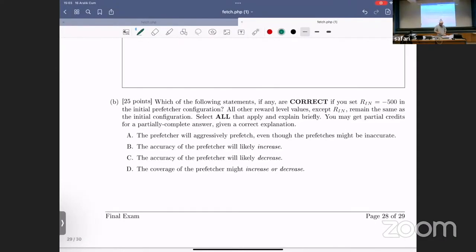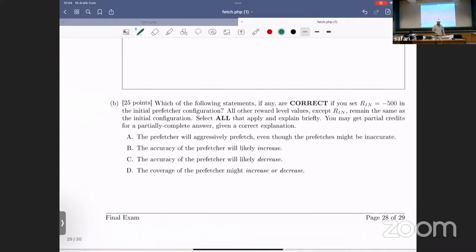So let's see. The prefetcher will aggressively prefetch even though the prefetches might be inaccurate. Is that possible? No. Why? Because we're telling the system, hey, you did inaccurate prefetches and I'm gonna punish you for that, minus 500 points for Gryffindor. So you cannot prefetch inaccurately anymore, and there is no chance that the inaccurate prefetches will be issued more. Why? Because the prefetcher is instructed not to prefetch aggressively. So A cannot be the case.